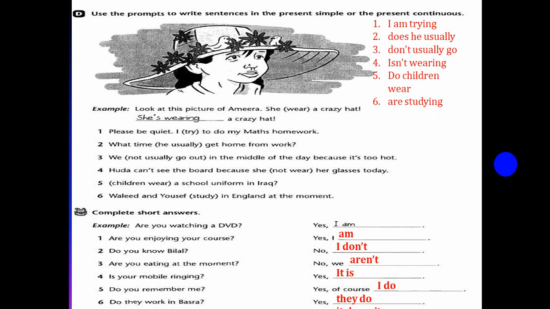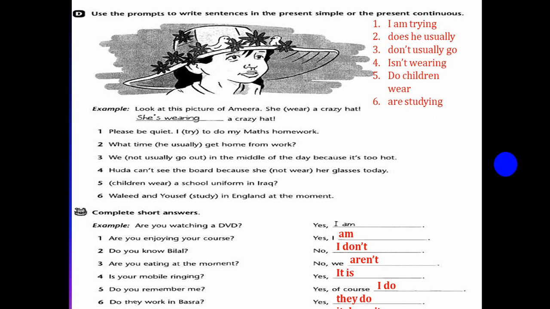Number 3. We not usually go out in the middle of the day because it's too hot. Again we have "usually", a frequency adverb, so it becomes we don't usually go out. Number 4. Huda can't see the board because she not wear her glasses today. We have "today", which is a clue for the present continuous, so it becomes she isn't wearing. Number 5. Children wear a school uniform in Iraq. This is a question because we have a question mark at the end of the sentence, asking about a usual, general or factual situation, so it becomes do children wear, present simple.